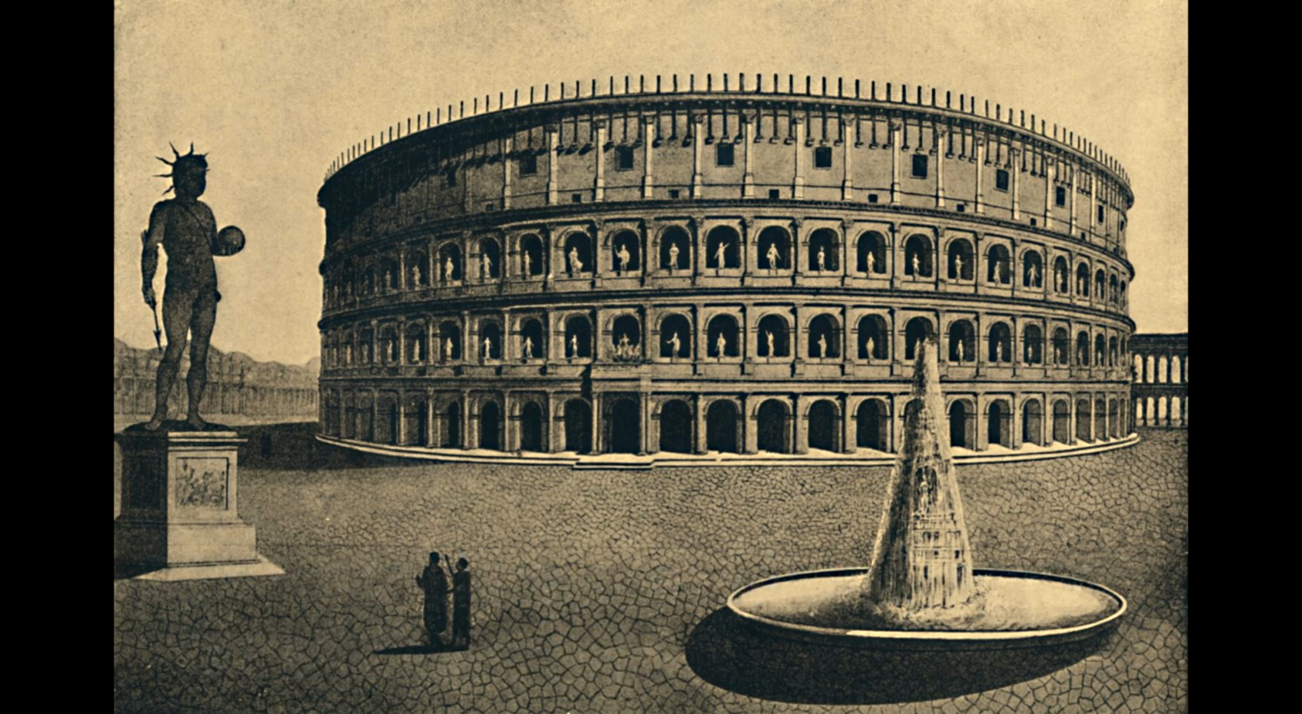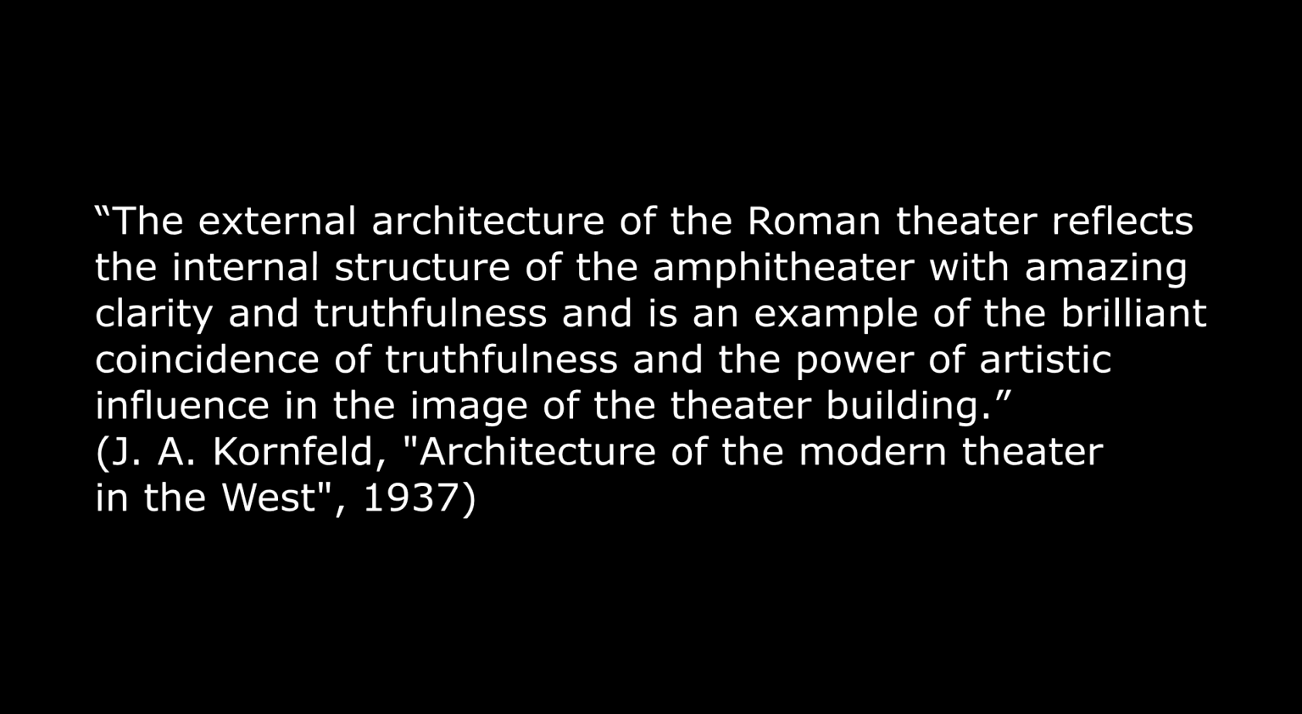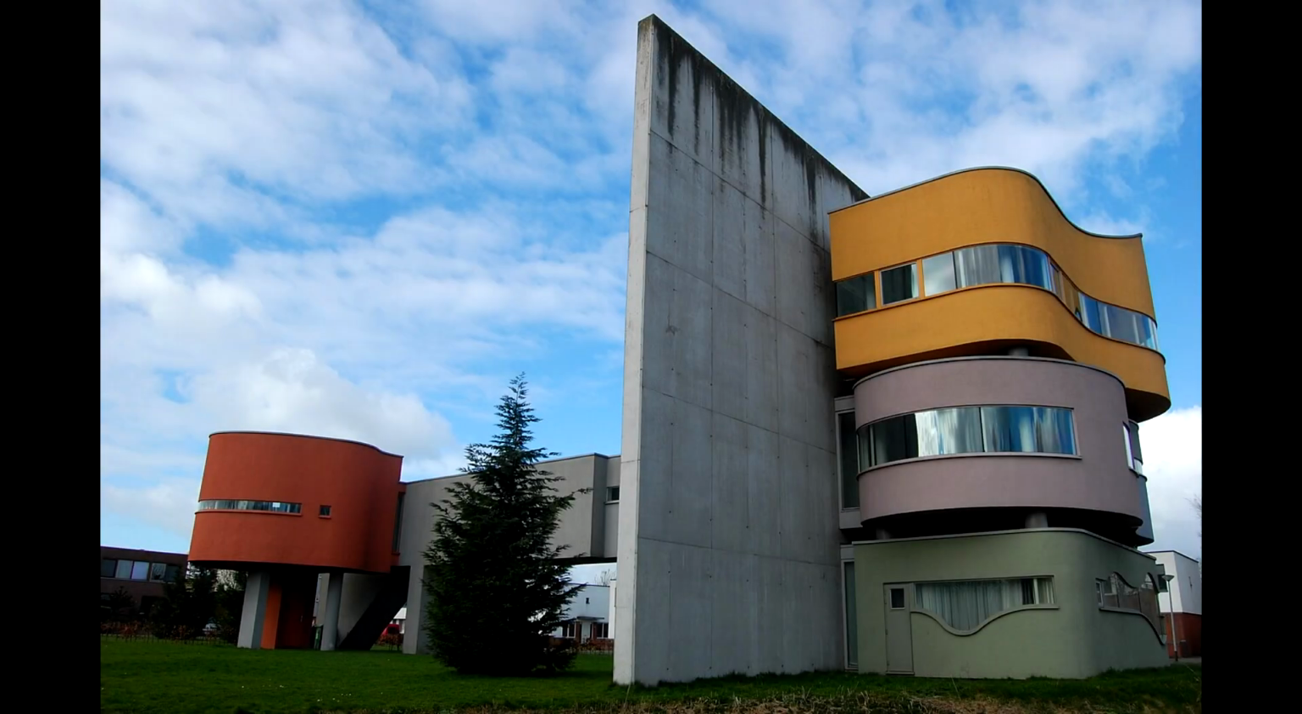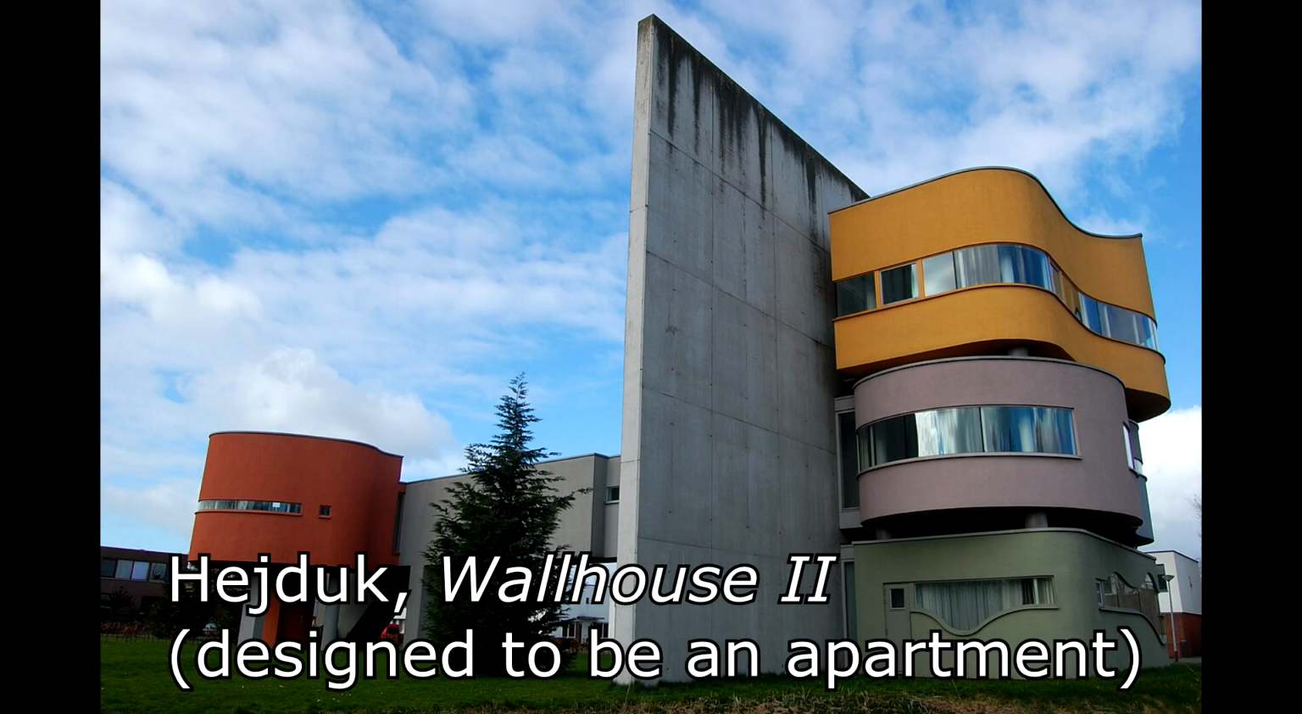And as an example, Chires cites the Colosseum, where he considers that the outside gives a very realistic and accurate depiction of what the function and internal content of the building is. Quote, "The external architecture of the Roman theaters reflects the internal structure of the amphitheater with amazing clarity and truthfulness, and is an example of the brilliant coinciding of truthfulness and the power of artistic influence in the image of the theater building." Unquote.